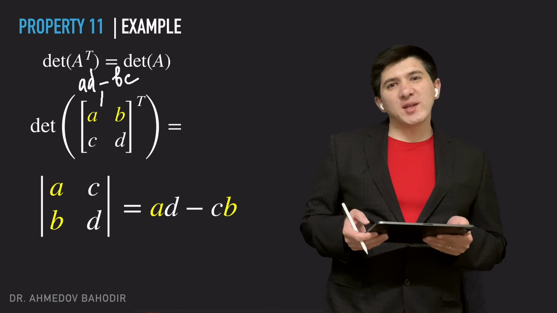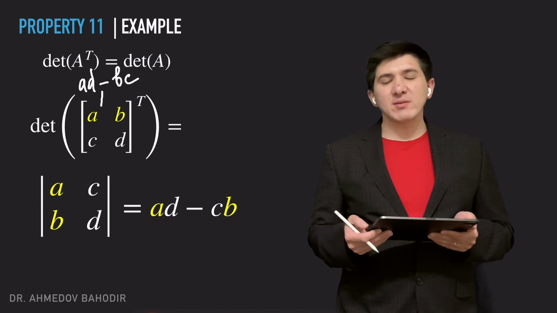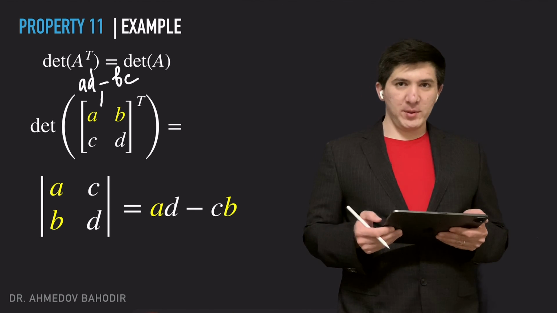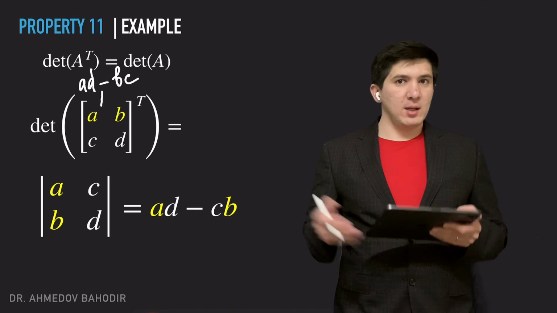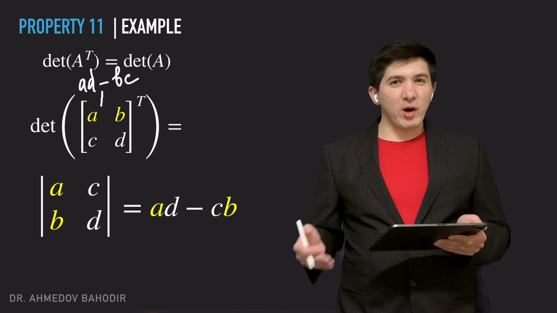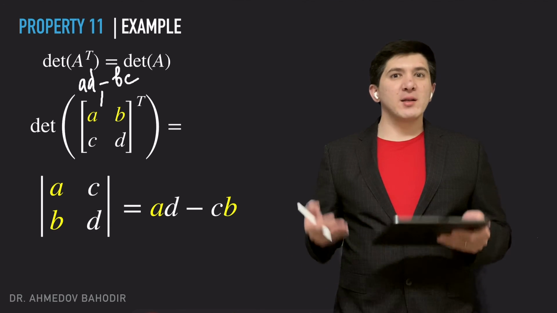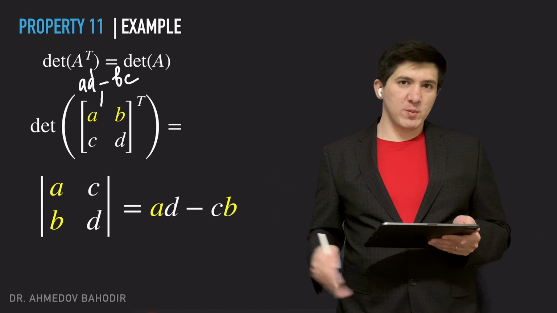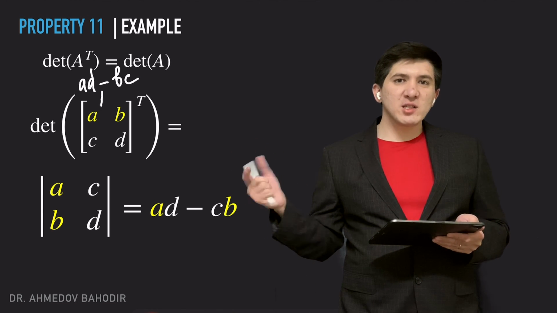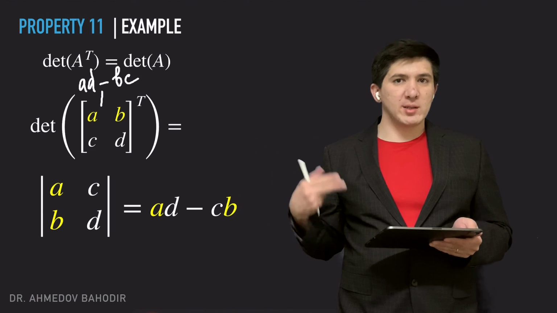Okay, so what does it mean? What does it imply for us? It implies that all of the properties which we talked about today, the 10 properties which work for the rows, apply to the columns as well. So all of these properties. Essentially, if you interchange the columns, then the determinant is going to be multiplied by minus 1.